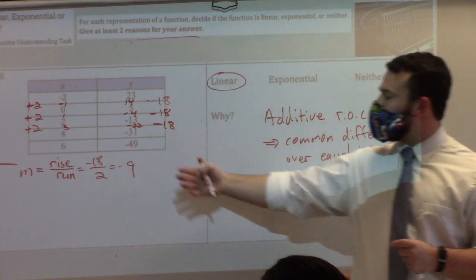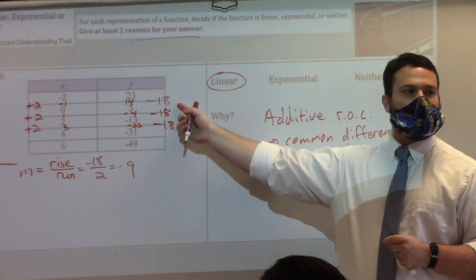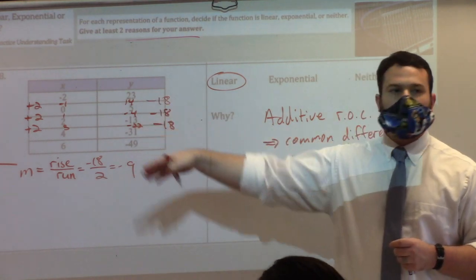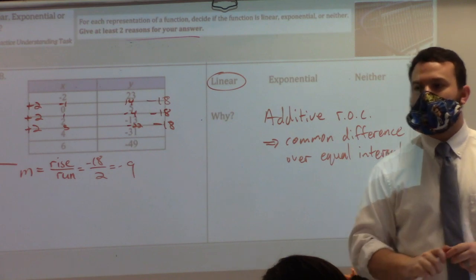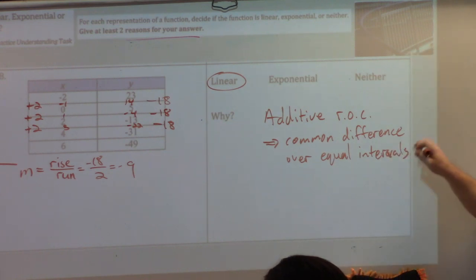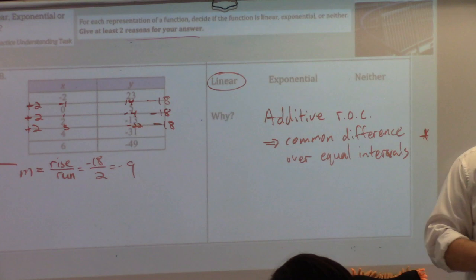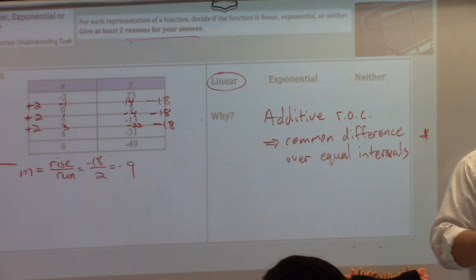Notice it was truly a slope of negative 9, but it kept being minus 18 over an interval of 2. So it was going to be linear. This idea of a common difference over equal intervals is what's really defining this linear function. Now that I know my slope, I could actually write this equation. Did anyone write the equation for this, by the way?